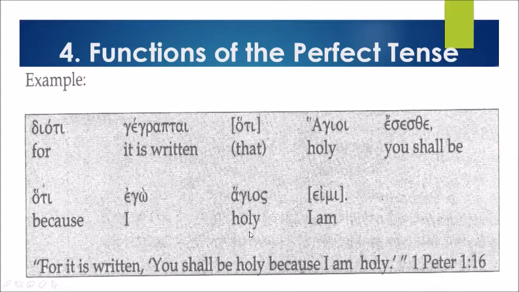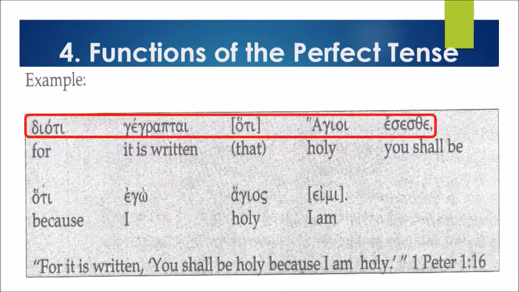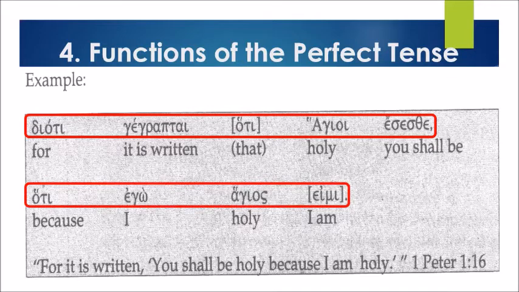Example, let's read all together. Dioti gigraptai, hoti hagioi eseste, hoti ego hagios eimi. Dioti, of course, is "for." We have here the perfect of grapo, gigraptai, hoti, conjunction.